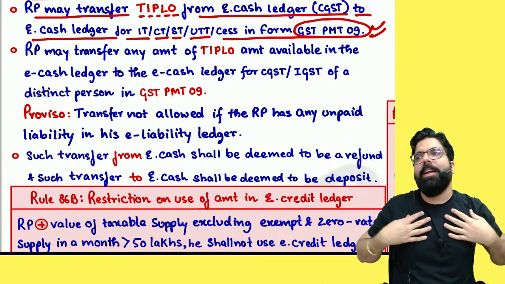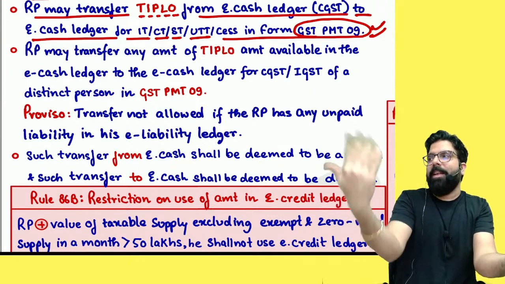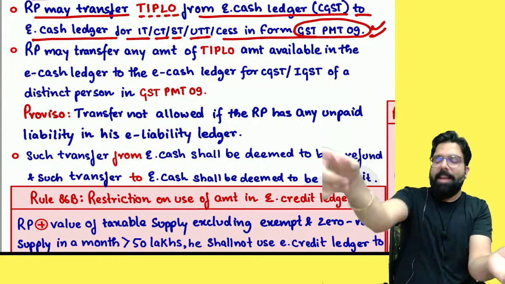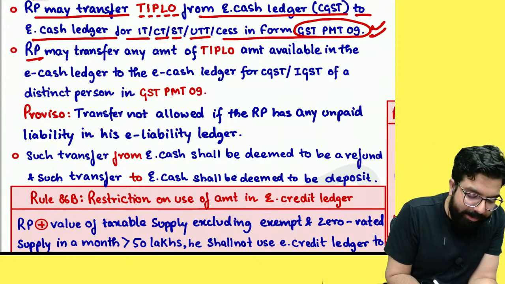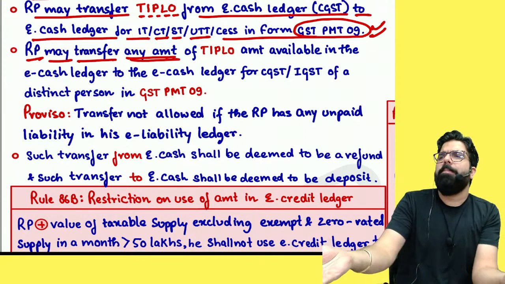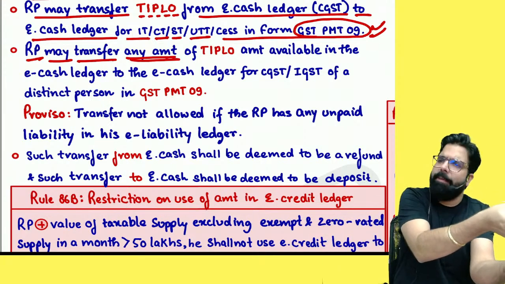Tell me one thing, under me only 2 registrations. In this ledger I have money. Can I transfer to my distinct person's e-cash? Yes. See over here, everyone. A registered person can transfer any amount. So my other hand wants it. Can I give it or not?